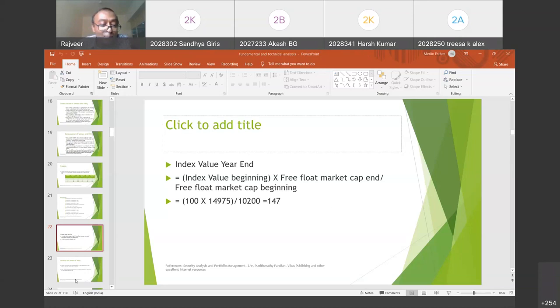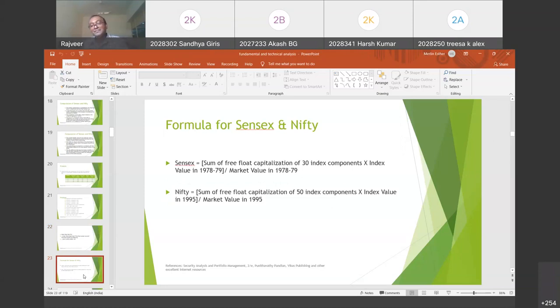Okay, so now applying the same concept to Sensex and Nifty, this is how we calculate. This is how computers compute the Nifty and the Sensex value. So index value 1978-79 was 100 for Sensex. And market value, sum of free float factors you have to compute. Sum of free float capitalization we have to compute now.